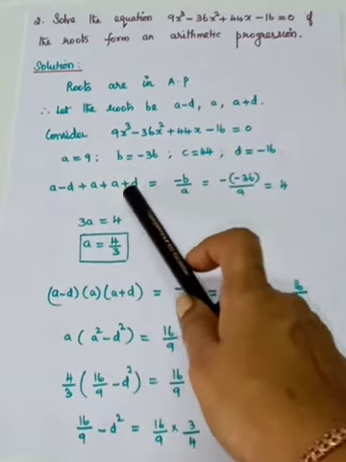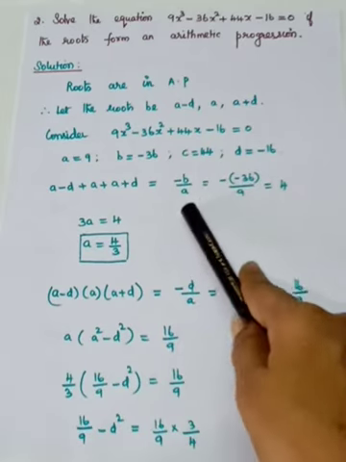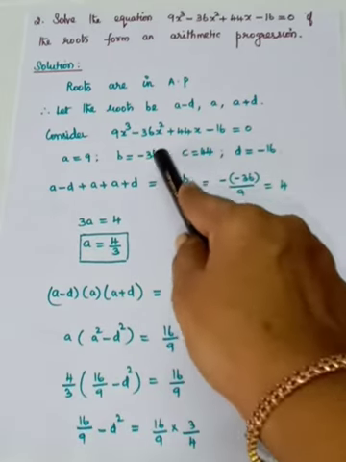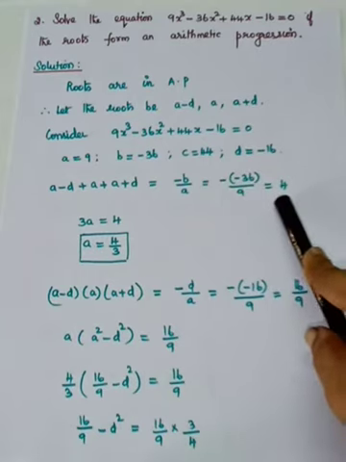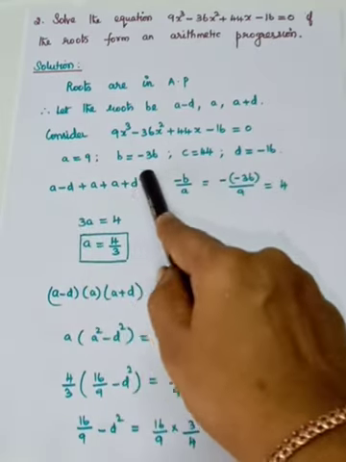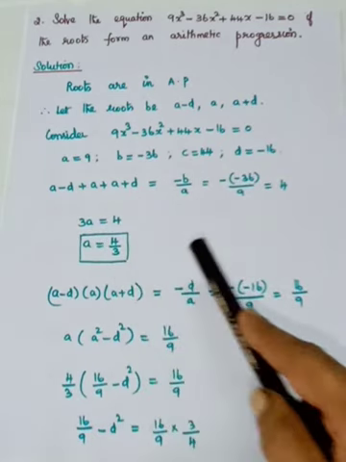So if you add the roots, sum of the roots, what is the formula? Sum of the roots is minus b by a. That is equal to minus of b, minus 36, so 36 by 9, that is equal to 4. Here if you add, minus d and plus d get cancelled. So 3a is equal to 4. From that, a is equal to 4 by 3.